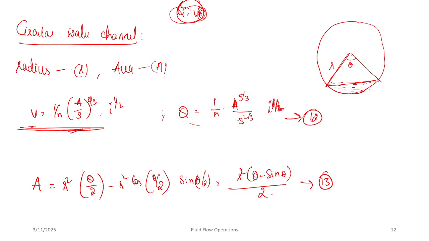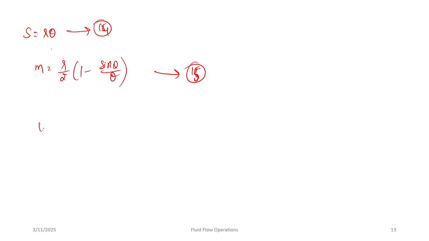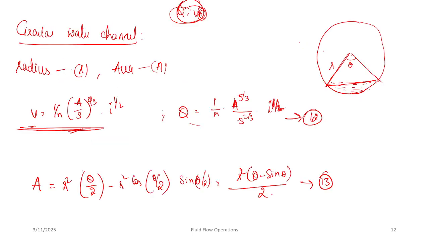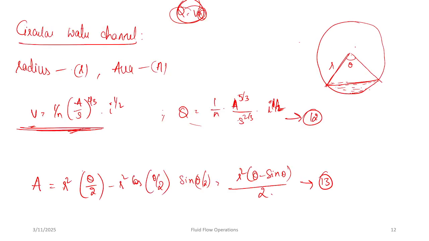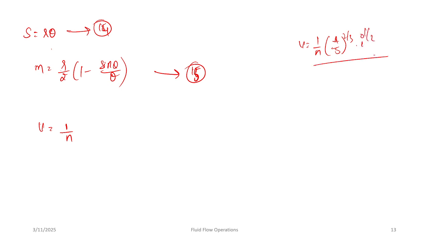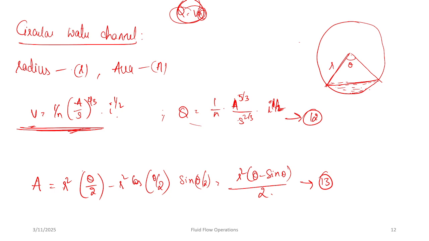Okay. So if you substitute values of R and S in this equation, we'll be getting V is equal to 1 by N into, let me just write down the equation first, is equal to 1 by N into A by S power 2 by 3 into I power 1 by 2. Okay. So substitute this in this equation, we'll be getting 1 by N into I power 1 by 2 into what is A.